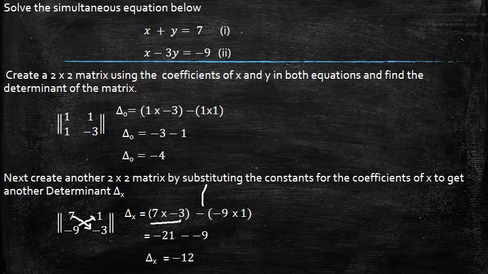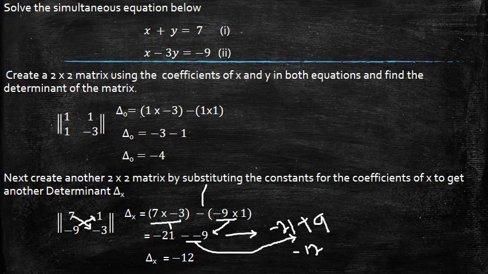So do the same thing we did previously: 7 times minus 3, and then we subtract minus 9 times 1. So if we go ahead and do that, we have 7 times minus 3, that's minus 21, minus minus 9 times 1. Minus 9 times 1 is minus 9. So minus 21 minus minus 9. That's going to be minus 21 plus 9, because minus times minus is going to be plus. So minus 21 plus 9 is minus 12. Okay? So theta x is minus 12.